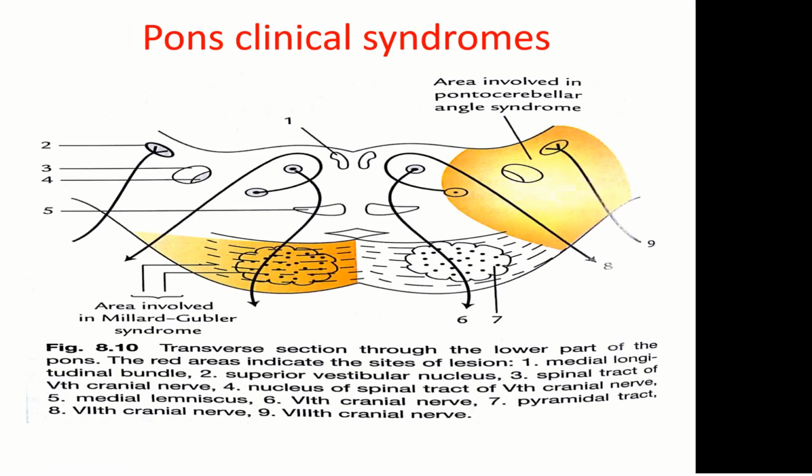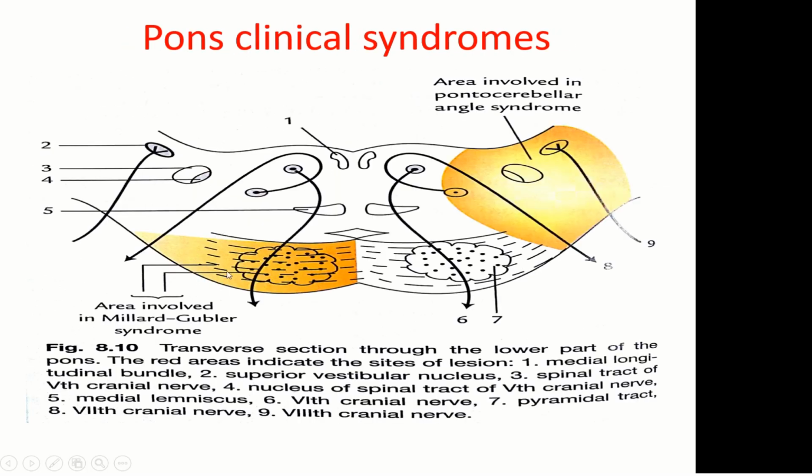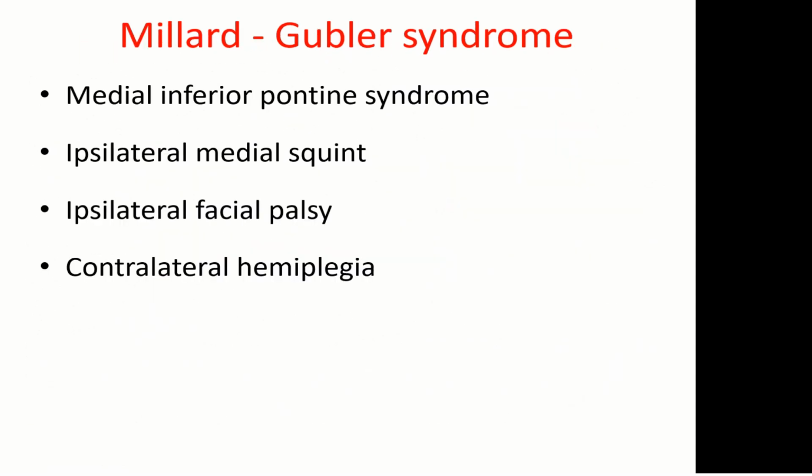As you see here, the abducent nerve, the 6th nerve, is involved. LR6: lateral rectus is supplied by the abducent nerve, so the lateral rectus is paralyzed, the eyeball is pulled towards the medial side, resulting in ipsilateral medial squint. Then ipsilateral facial palsy: definitely you can see this is the facial nerve which is getting involved, so same side facial palsy. In addition to that, contralateral hemiplegia, obviously.